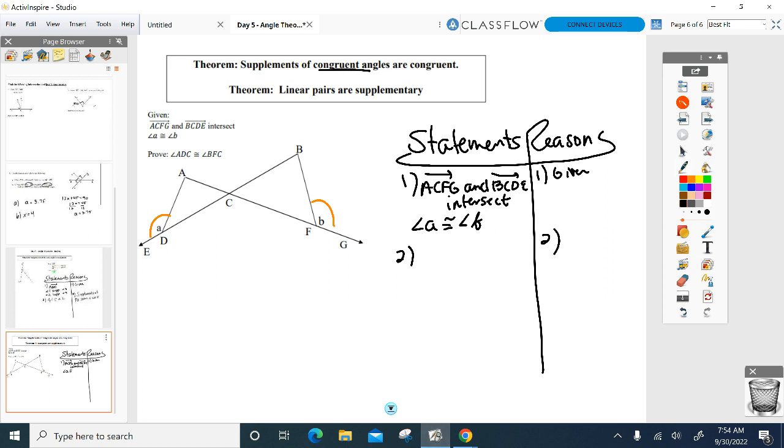of congruent angles. See the difference? They can be supplementary to the same angle and be congruent, or they can be supplementary to congruent angles and be congruent. Good? Ooh, I wish I could do this in 2 steps, but I can't.